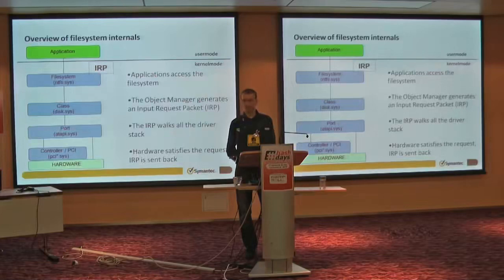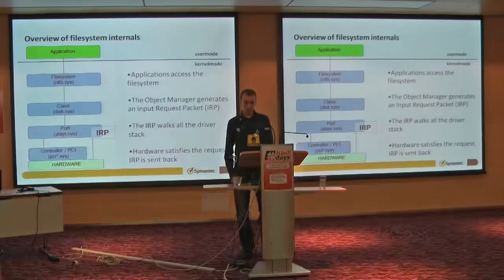So NTFS is the layer that handles the file system, and the class layer handles the volume as a block device. And the port layer is the one that does the hardware communication. And so the IRP simply traverses all these layers in order to be processed. And then when the hardware gives back the data from the disk or whatever, the IRP is sent back to the application. So any of these layers is a possible attack point, an attack vector for a rootkit.